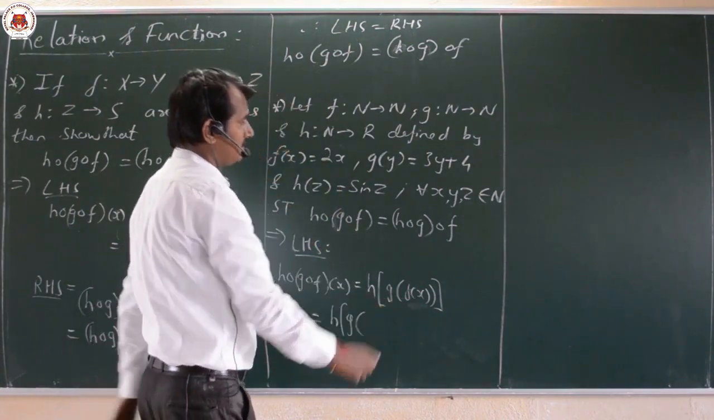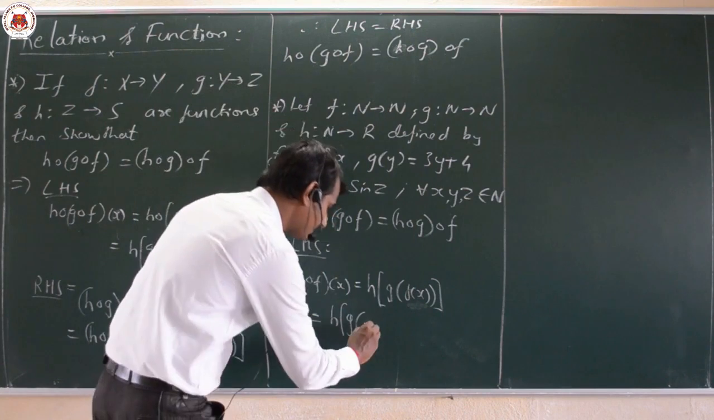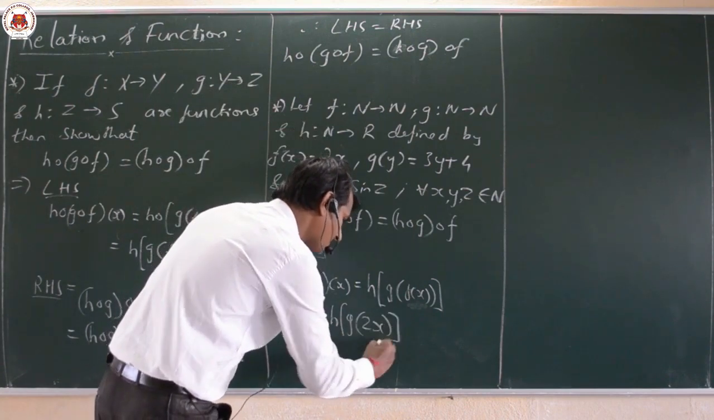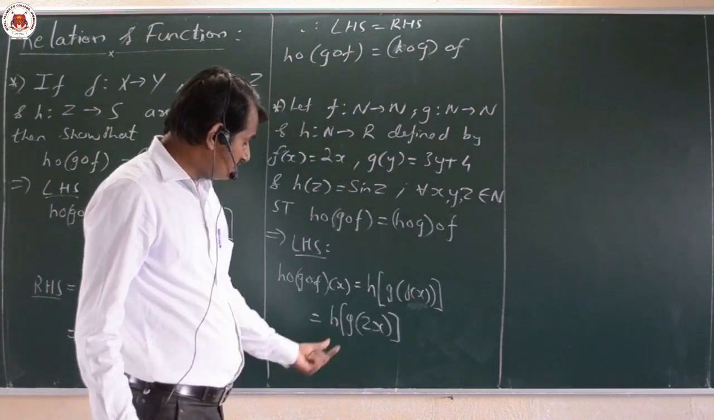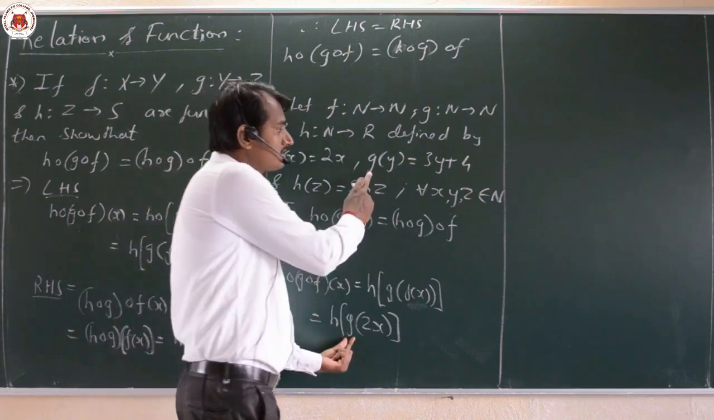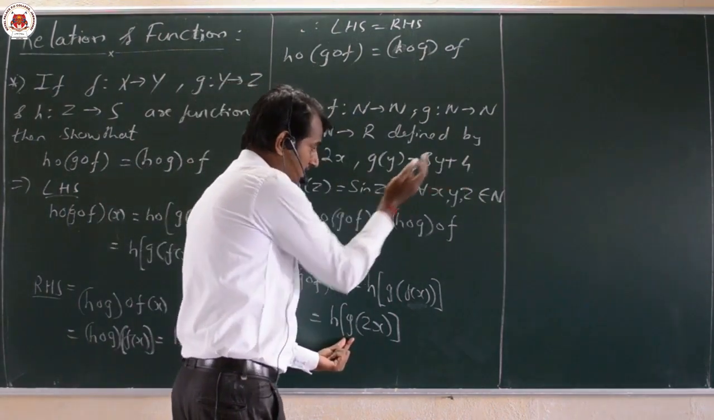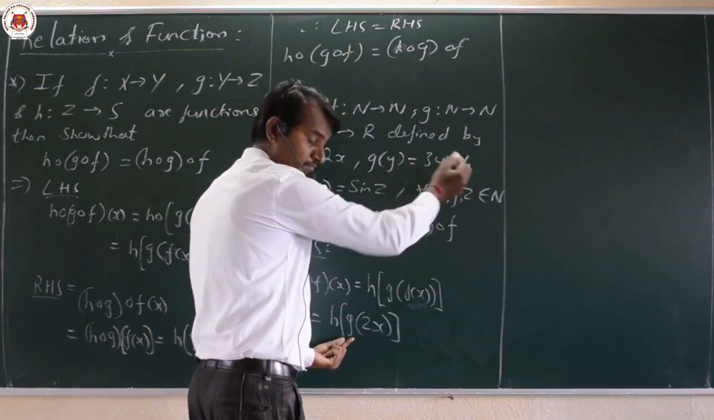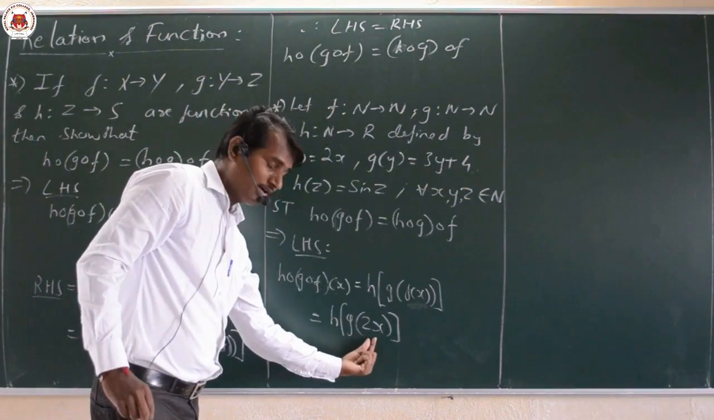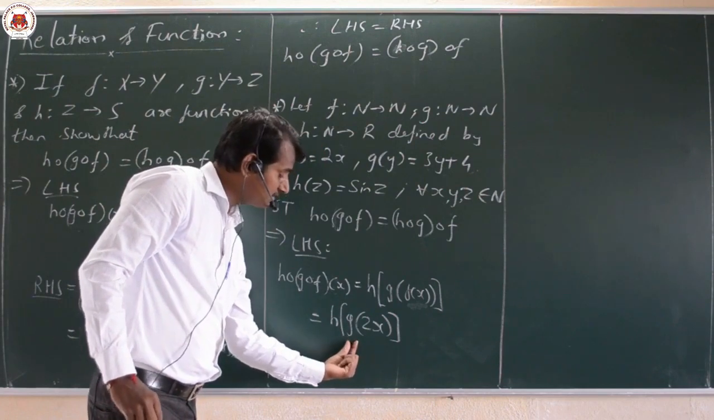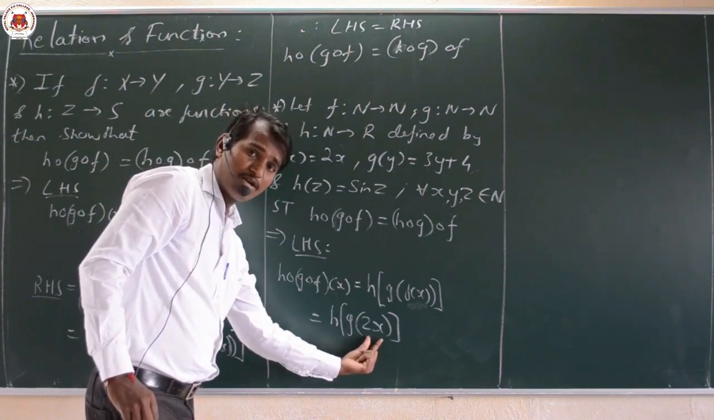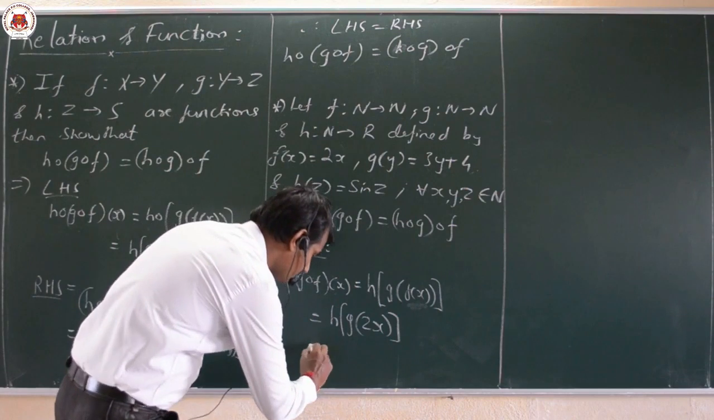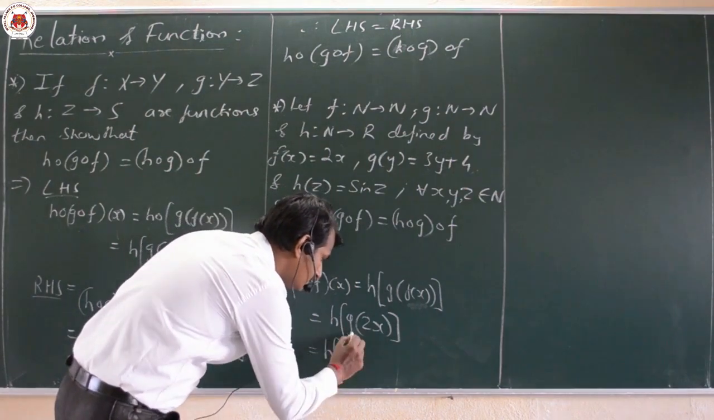Now what is f of x that has been given? F of x is 2x. Now what is the function g? G is 3y plus 4, where y is the variable. That's why we have 3y plus 4. But here g of what is given? G of 2x. The function is the same; just in the place of y, we substitute 2x. So this is equal to h of g.